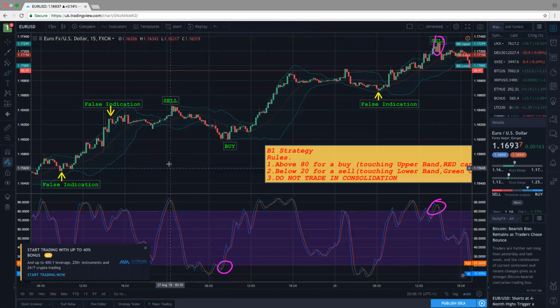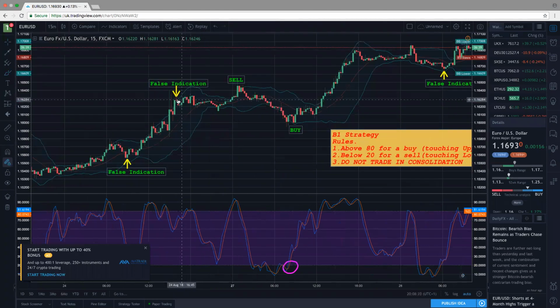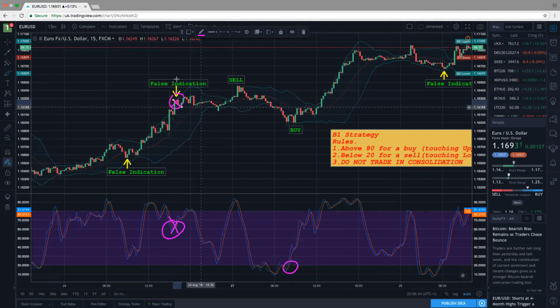So where you see this false indication is basically like this. This is where you don't want to enter. When using this strategy, you want to make sure you don't enter consolidation or a false indication. Now, a false indication is something like this. You see how it's touching the top Bollinger Band, right? But it's not above or below 20. So this, we don't want to take this trade. We're going to basically lose this trade. We don't want this trade.